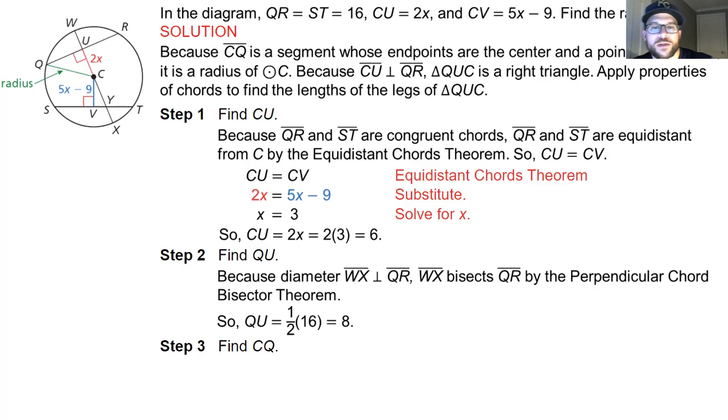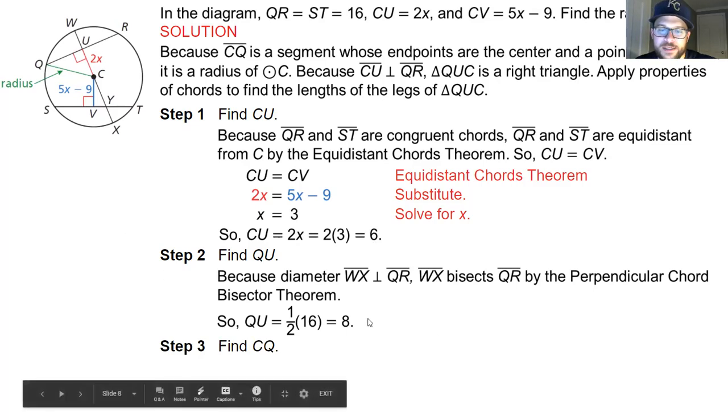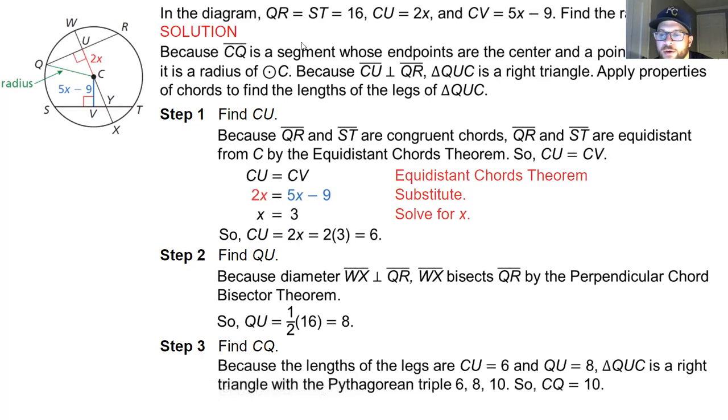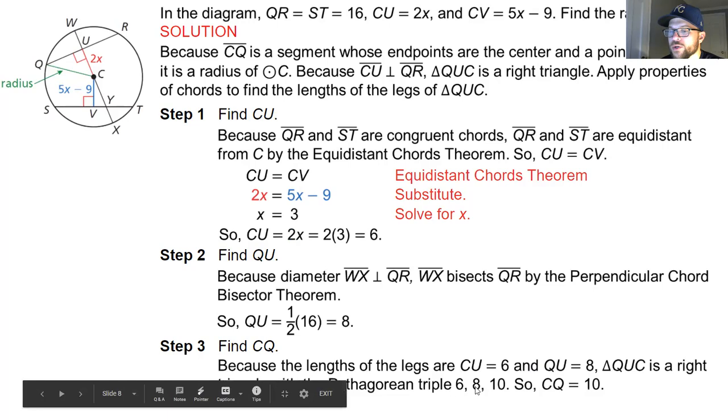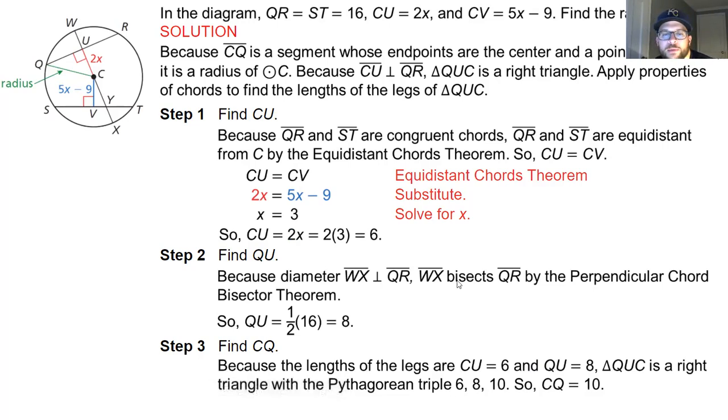We're then going to use the two legs of 6 and 8 in our right triangle Pythagorean theorem. You could use your formula of a squared plus b squared equals c squared, or if you recognize that this is a pair of Pythagorean triples, if that's something you want to dive a little bit more into, you can, but that can be proven by using the Pythagorean theorem. So CQ, which is a radius of this circle, is equal to 10.